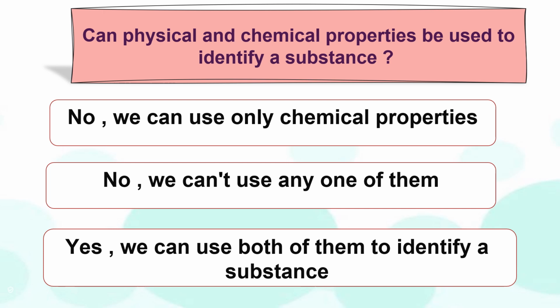Can physical or chemical properties be used to identify a substance? No, we can use only chemical properties. No, we can't use any one of them. Yes, we can use both of them to identify a substance. The answer is yes, we can use both of them, chemical and physical properties, to identify a substance.